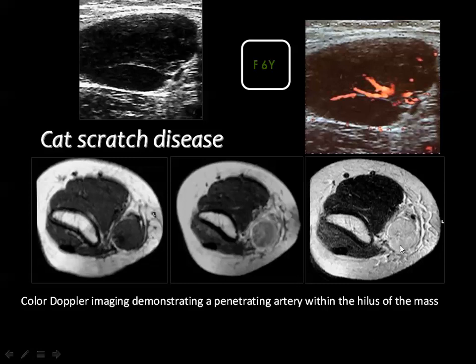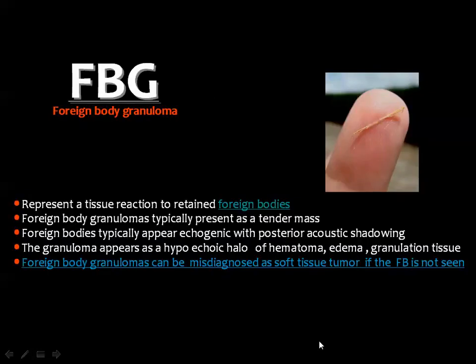This is a well-known site for cat scratch disease and commonly seen in those who are dealing with animals and cats in particular. And you see a low signal mass in the T1, high in the T2, and significant enhancement after contrast. And the inflammatory nodes usually show some vascularity on imaging.